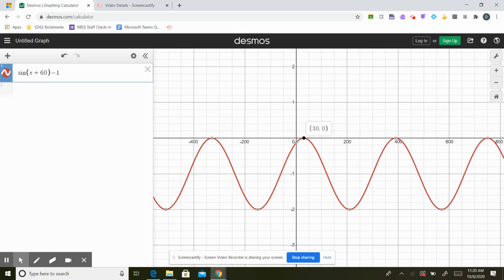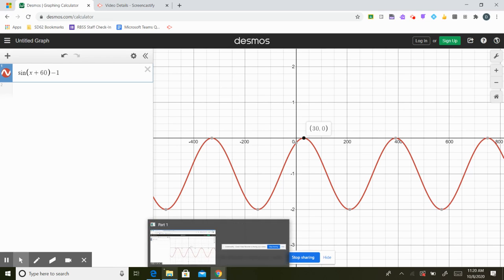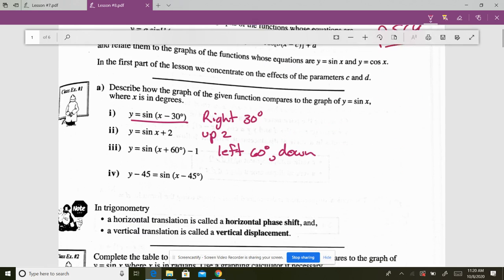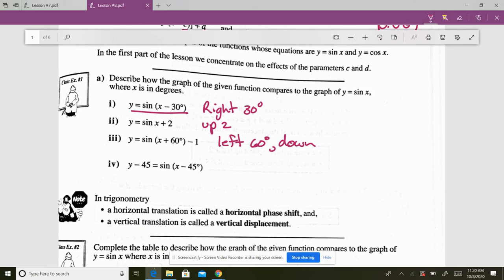The only thing that changes the amplitude is your A value when you multiply it, and the only thing that changes the period is the B value when you multiply by a constant, okay? These just move the graph up, down, left, right. Left 60, down 1. What about this one?